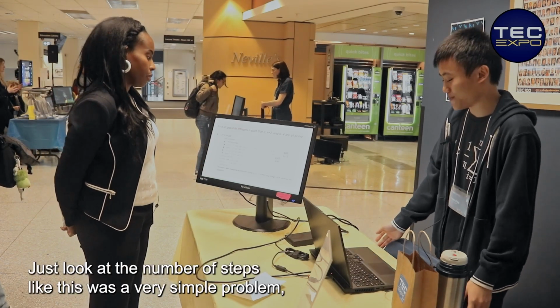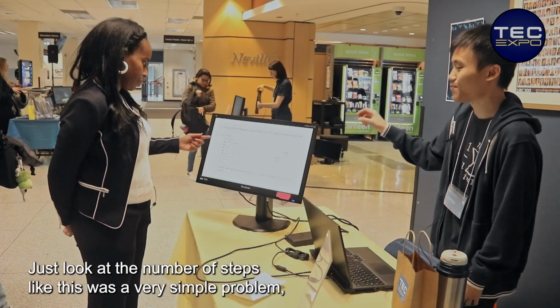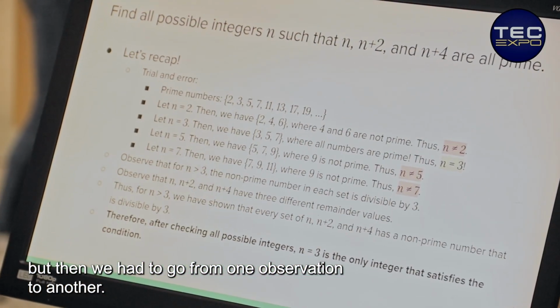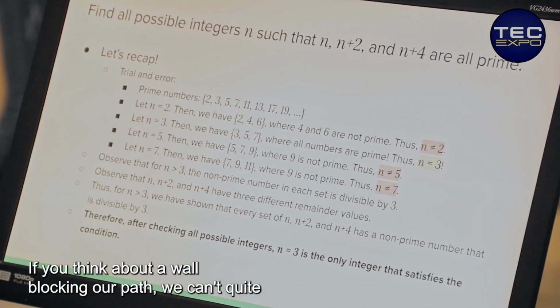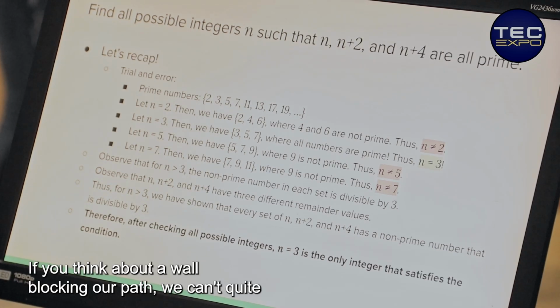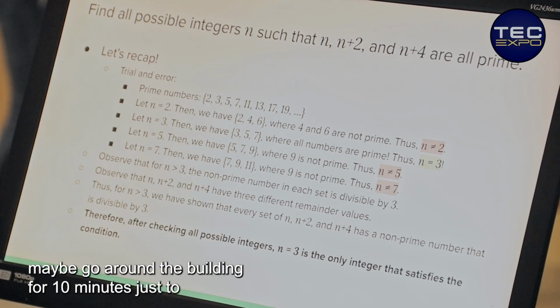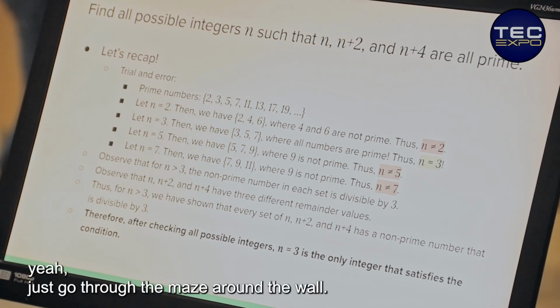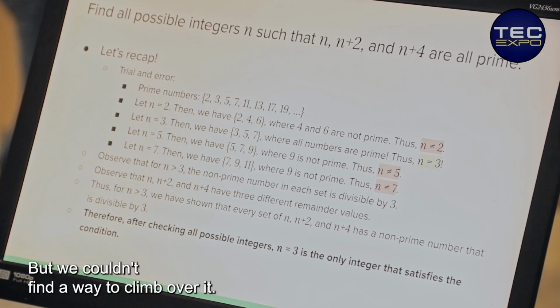Just look at the number of steps. This was a very simple prompt, but then we had to go from one observation to another. If you think about a wall blocking our path, we had to maybe go around the building for 10 minutes just to go through the maze around the wall. But we couldn't find a way to climb over it.